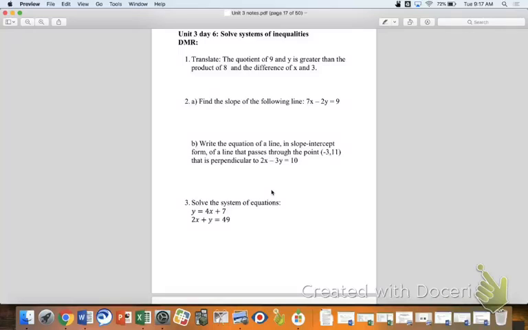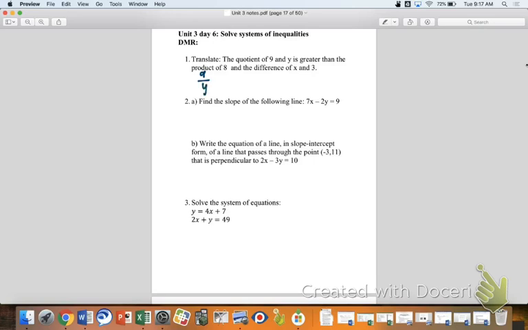Like I said, this is your last opportunity before our quiz. So, number one, let me just write the translation up here for you. As soon as my iPad decides, there we go. Okay, so the quotient of 9 and y, what does quotient mean? Division. So I'm going to write 9 over y.